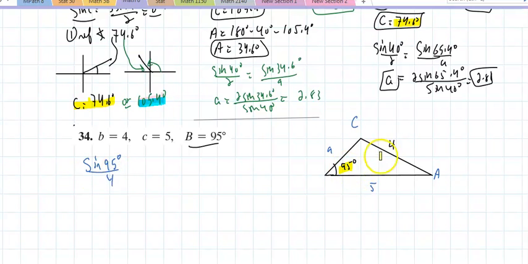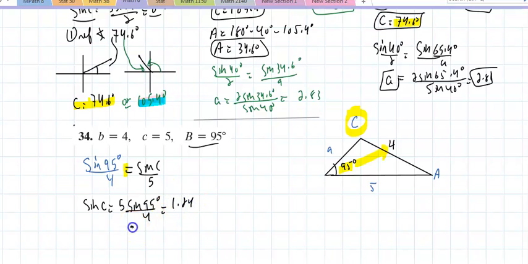Again, I need an angle on the side opposite of that. That should equal the sine of C to 5. And if I cross multiply, the sine of C will equal 5 times the sine of 95 degrees divided by 4, which happened to be 1.24, and this will have no solution.